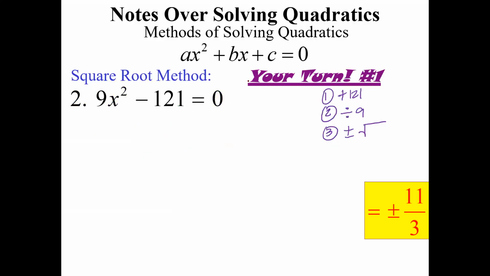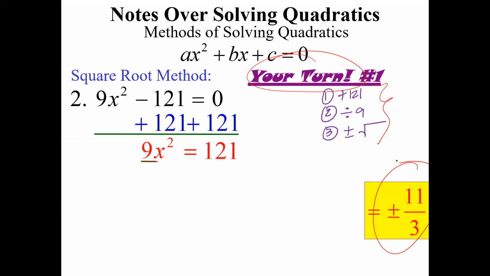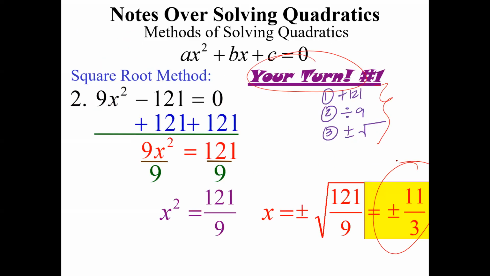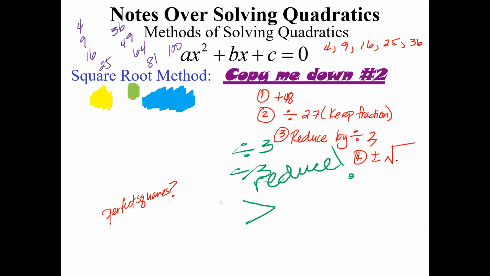So this is a you-try right here. I have the steps given to you right there. Answer is 11 over 3. So go ahead and pause the video and try it on your own. All right, if you're ready for the steps, here they are. And that is your turn number 1. Okay, now it's my turn.